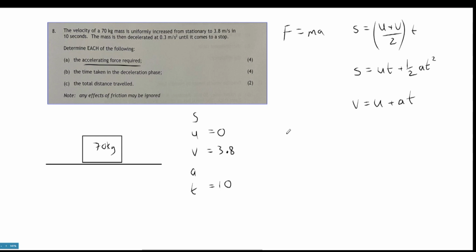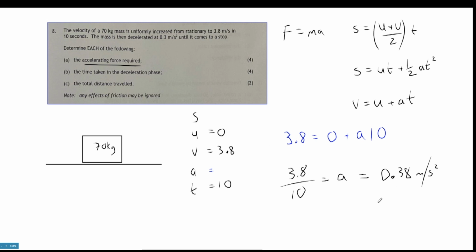Really good. So we can say the 3.8, that's the final velocity, 3.8 is equal to 0 plus the acceleration, which is what we're calculating. I could call this x, but let's just leave it as a, why not? Times t, which is 10. So we've got 10a, obviously the 0 doesn't do anything. We are going to divide through by 10. So we have 3.8 over 10 is equal to a, which is equal to 0.38 meters per second squared. Okay, great. We're going to plug that into F equals ma in order to get the accelerating force required.